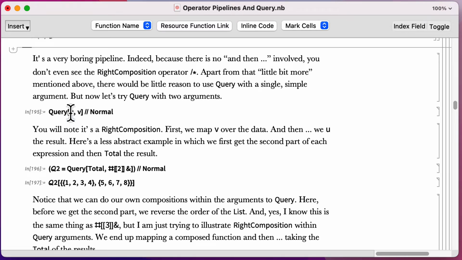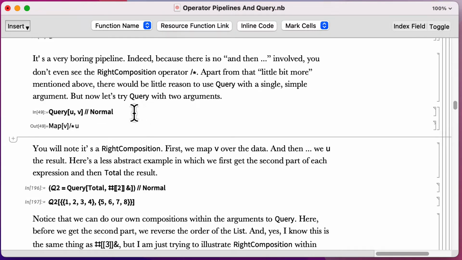We'll build a two-argument Query. The first argument is u, the second argument is v, and to see what it does, let's Normal it. What you can see is that it's a right composition in which first comes a map of v, and then we apply u. Okay? So here's one where maybe you can see a little better what's going on.